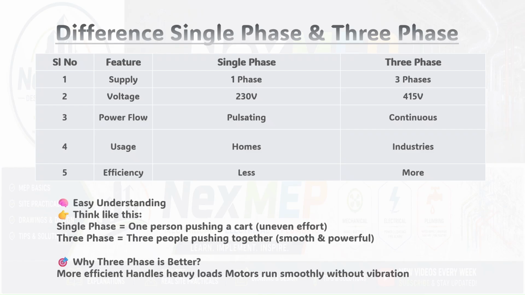Here's a brilliant way to remember this: imagine pushing a heavy cart. With single phase, it's like one person pushing alone, the effort is uneven and tiring. With three-phase, it's like three people pushing together, smooth, powerful, and efficient. That's why three-phase is always preferred for heavy industrial loads. Motors run smoothly, there's less vibration, and the whole system is more efficient.